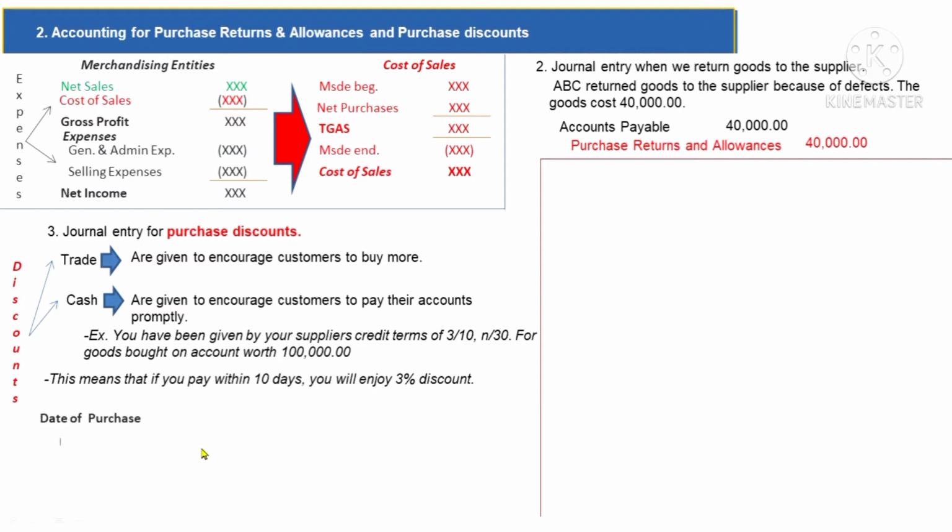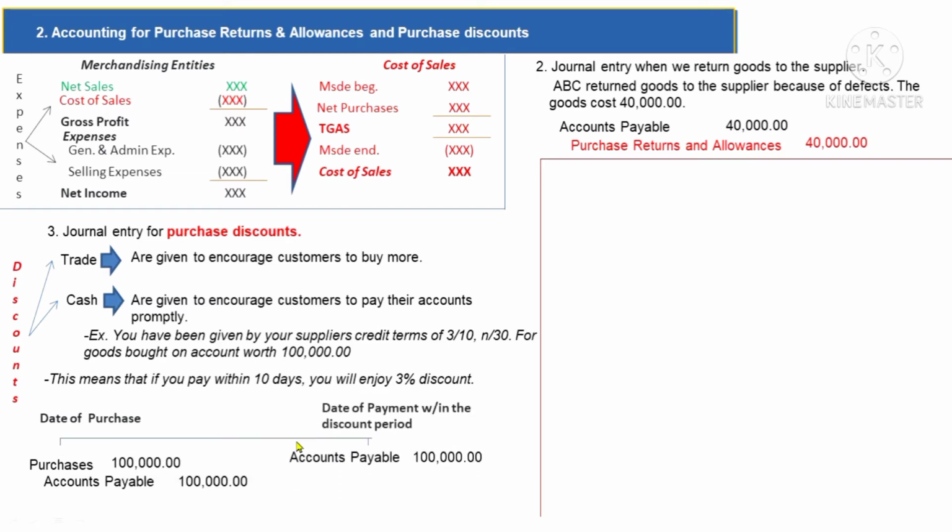On the date of the purchase, your entry will be debit purchases and credit accounts payable 100,000. It is simple, right? But on the date of payment within the discount period, you are to debit accounts payable of 100,000, but you are only going to credit cash of 97,000, which is already net of the 3,000 discount. So what is the balancing figure? The balancing figure is credited to the contra purchases account known as purchase discounts. So that's it. But before we move forward, let's have an illustrative problem featuring these two types of discounts.